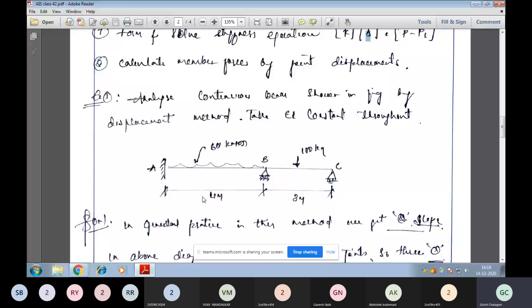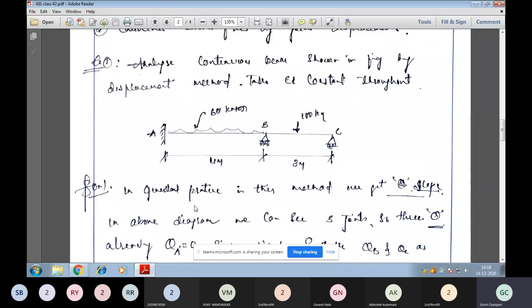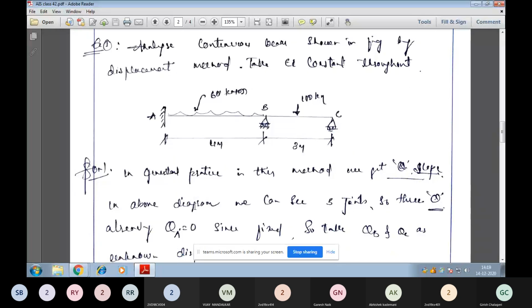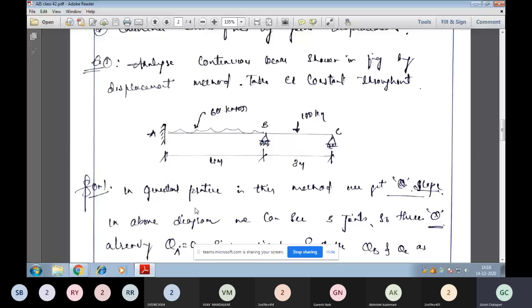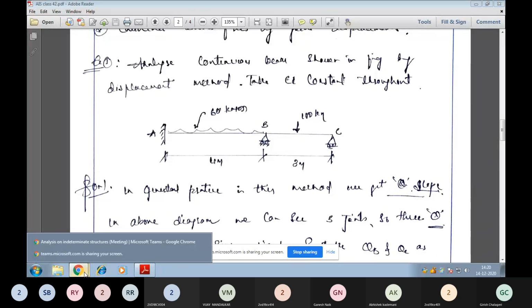This is the question given, and we need to find the unknowns here, all the forces. In general practice, in this method, we want to know the value of theta here. Usually, the number of unknowns by kinematic indeterminacy means we can see here A is 0, B is having 1, C is having 1 unknown rotation. So there are 2 unknown places where we need to assign the coordinate for these 2 joints.